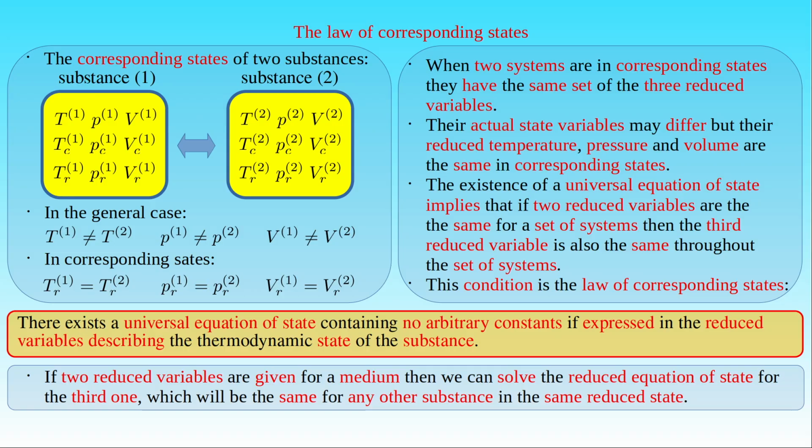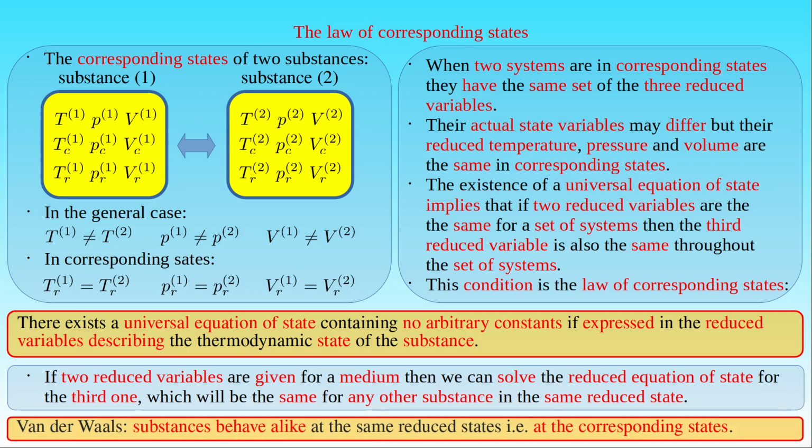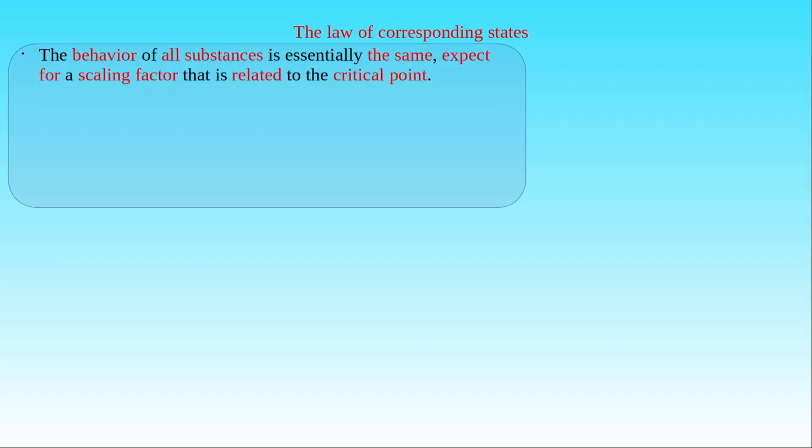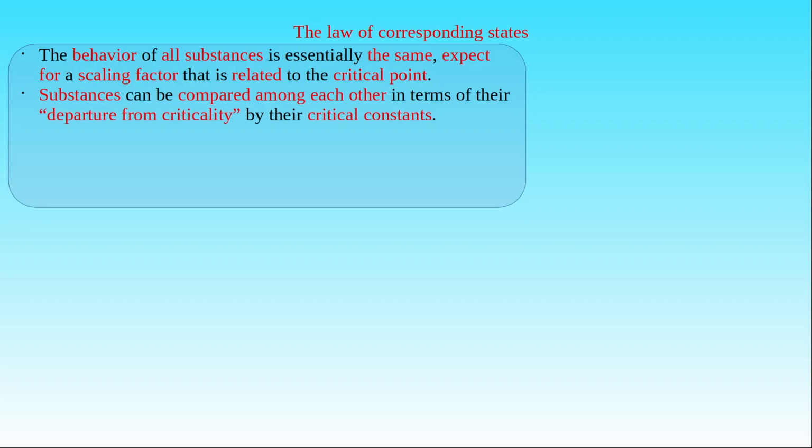This is how van der Waals discovered the principle of corresponding states and stated that substances behave alike at the same reduced states. Because substances at the same reduced states are at corresponding states, the law tells us that substances at corresponding states behave alike. As a result, in the van der Waals approximation, the thermodynamic behavior of all substances is essentially the same, except for a scaling factor that is related to the critical point of the substance. Critical constants become the scaling factor by which substances can be compared among each other in terms of their departure from criticality or their reduced states.